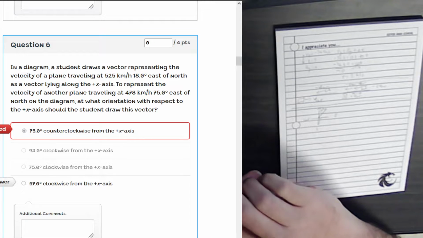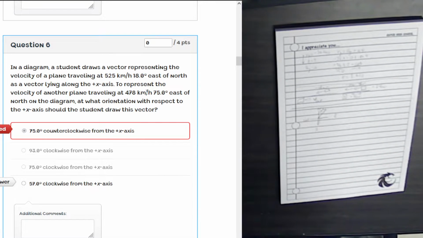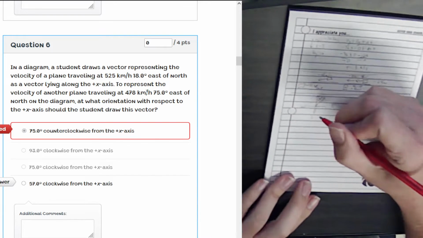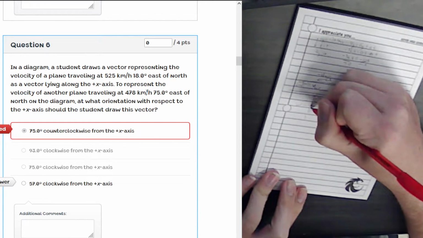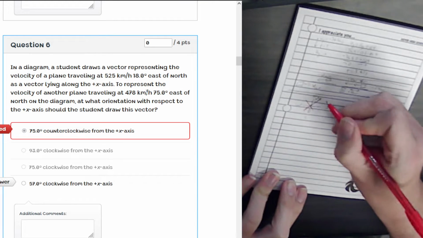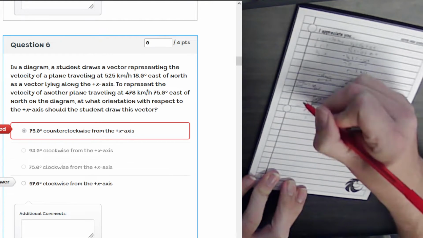And it says that we're going to draw that as lying along the x-axis. Well, normally we line our x-axis up with north, south, east, and west, but it's saying, well, for this one, we're going to put our x-axis right here. We're going to rotate our x-axis. So this is x and this is y, right?